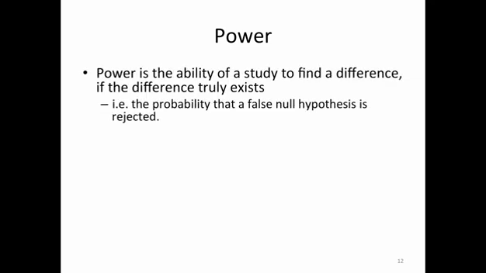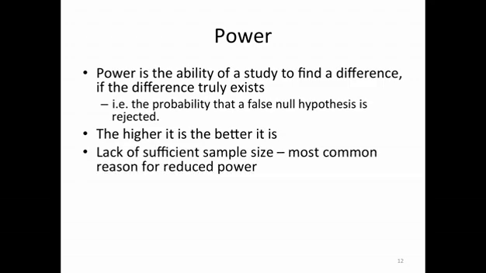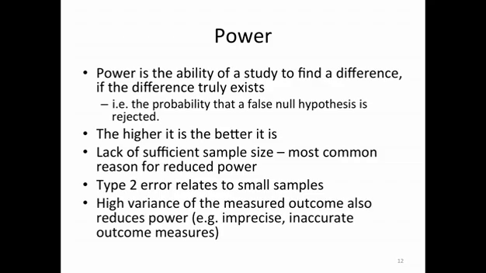Now, power. Power is the ability to find a difference if the difference truly exists. It is the probability of rejecting an incorrect null hypothesis. Higher the power, better it is. Lack of sufficient sample size is the most common reason for reduced power. Type 2 error relates to small samples. High variance of the measured outcome also reduces power.